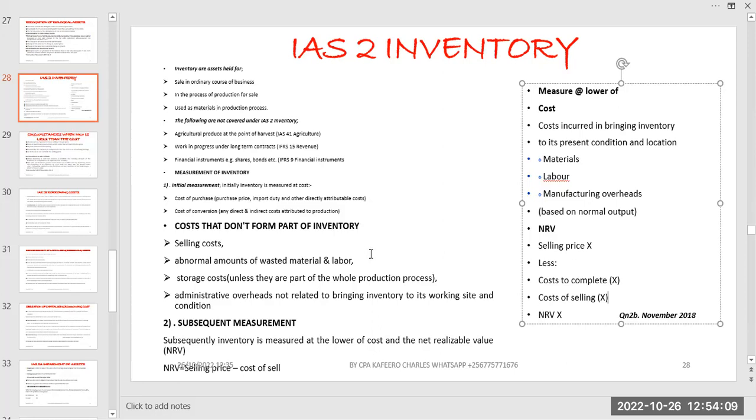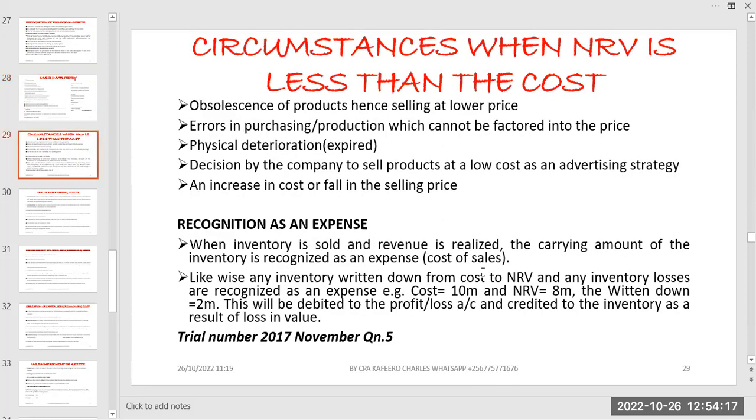But how do we deal with the difference? Those are the things we are going to be seeing down here. Maybe we'll first look at some of the scenarios that may cause the NRV to be less. If let's say it happens and the NRV is less than the cost, what may cause that? What may lead someone to sell goods at a lower price than what they actually incurred?